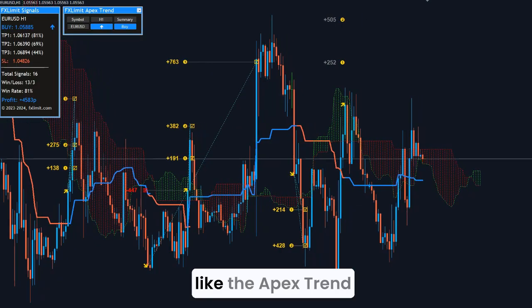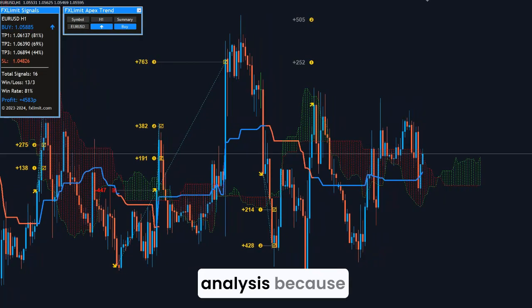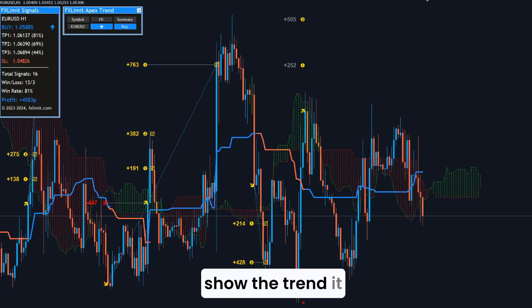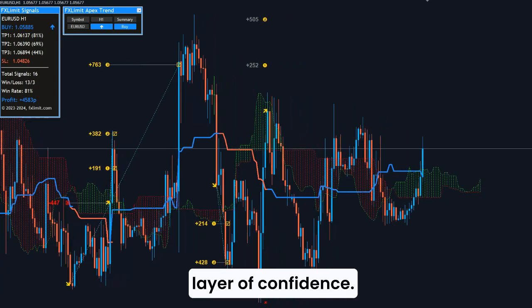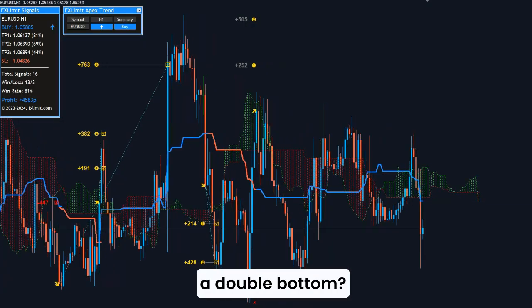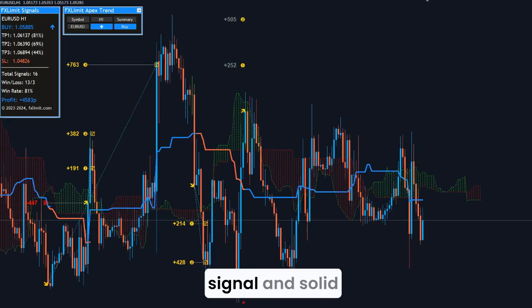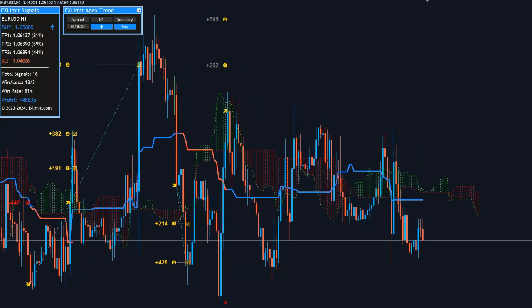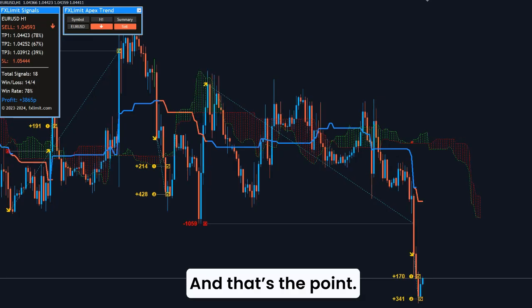That's where tools like the Apex Trend Indicator come in. I use it in my own analysis because it doesn't just show the trend, it confirms it. It adds that extra layer of confidence. You see a double bottom? Great. If Apex confirms an uptrend with a buy signal and solid success rate. Now you're not just reacting, you're making informed moves, and that's the point.